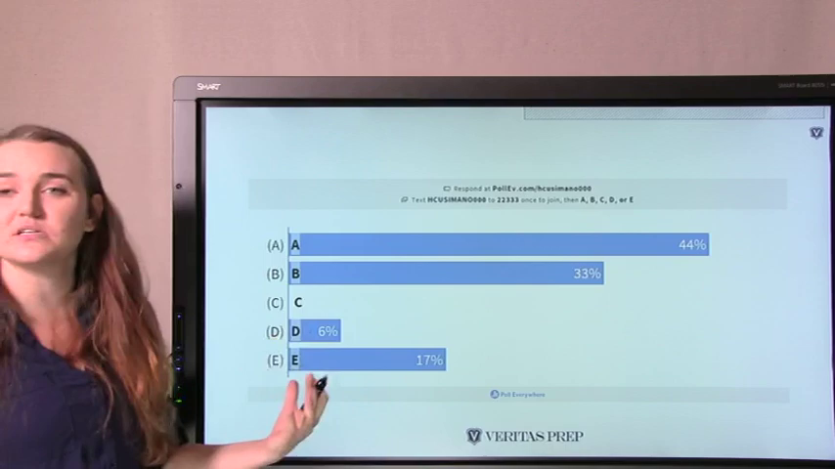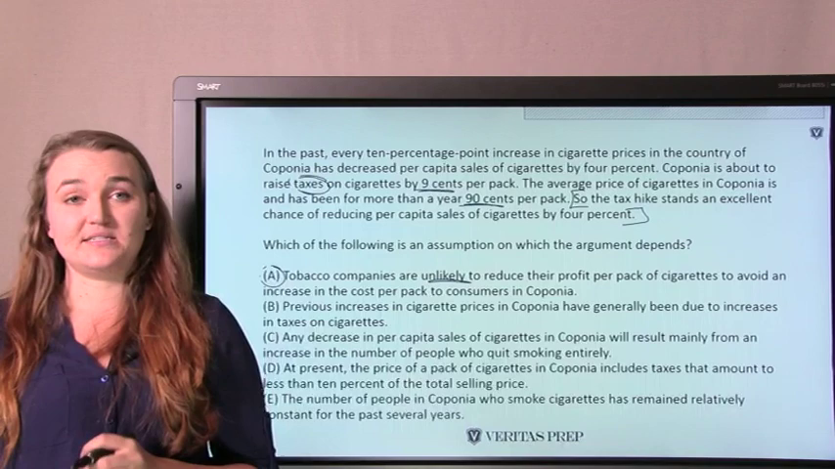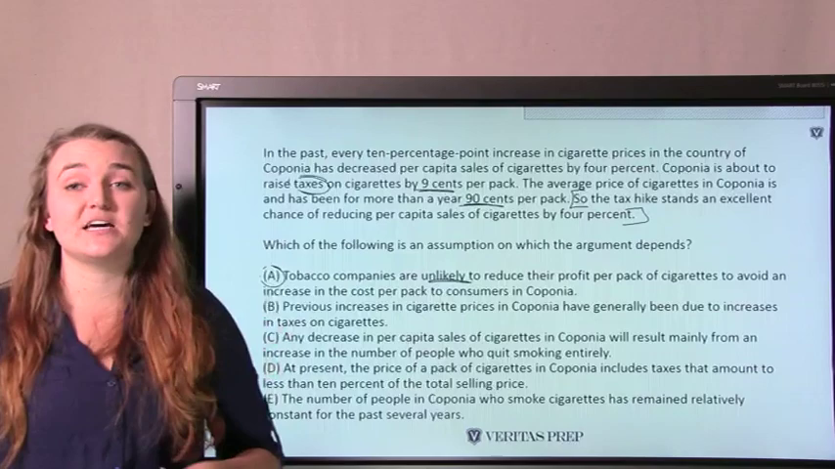Yeah, so with that in mind, we did have a couple of folks on other ends of the spectrum here, so let's take a moment and talk about it. So, previous increases have generally been due to increases in taxes. Well, this certainly doesn't have to be true for the argument to make sense. And while you could maybe make a case for how it loosely strengthens, in what might have been a strengthen question, it is certainly not in terms with what we expect out of an assumption. It does not have to be true in order for the argument to make sense.